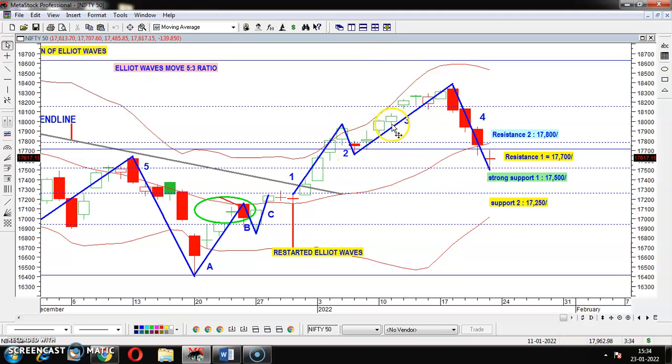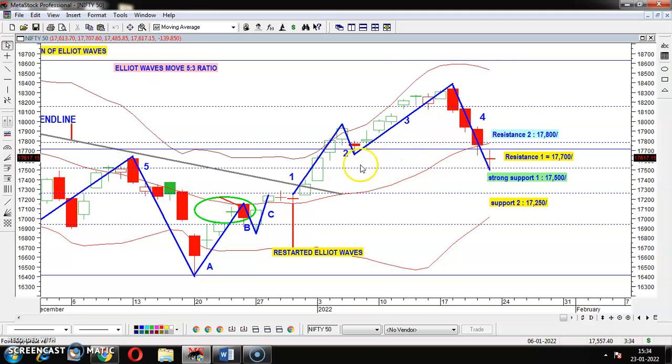This is the second wave, this is the third wave. As far as the Elliott waves are concerned, the second wave should be lesser than the first wave. You see, the second wave is lesser than the first wave, and the third wave should be greater than the first wave. The third wave is greater than the first wave. Now the fourth wave is underway. If the market retreats towards the upside, that means the fifth wave should start.